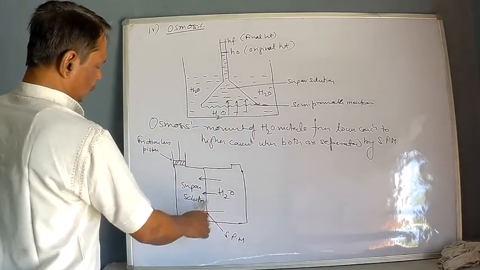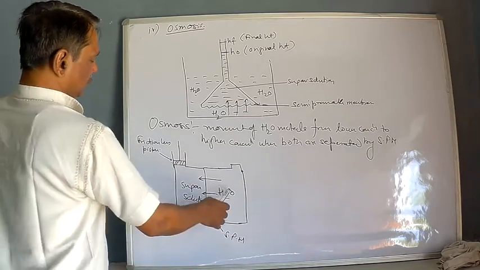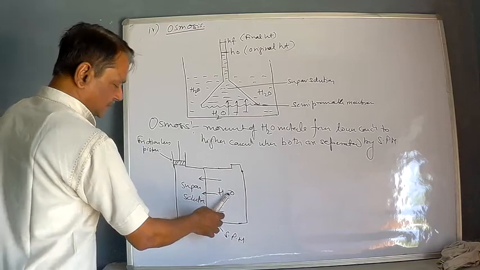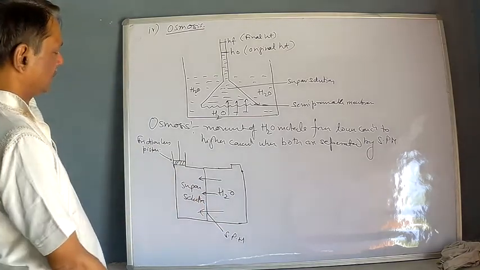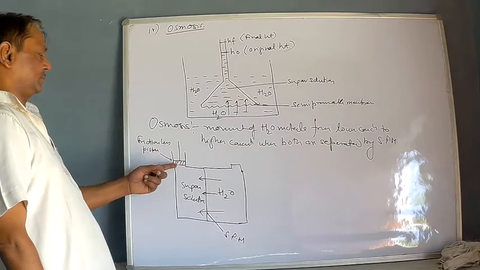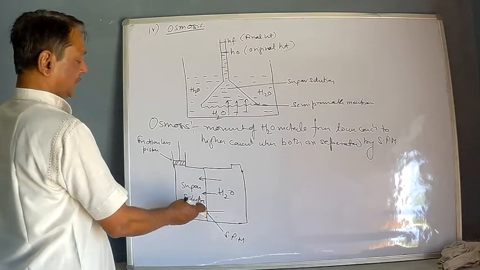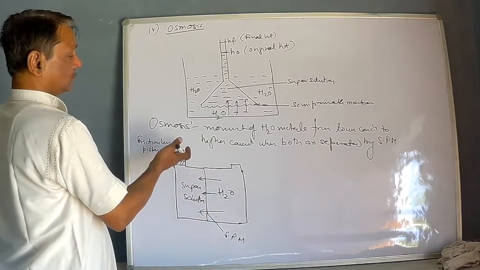Since again these two solutions are separated by an SPM, the process of osmosis will take place and water will start moving from the water side to the sugar solution side. And class, on the sugar solution side we have one frictionless piston over here. So as the water moves from the water to the sugar solution side, the piston is going to rise.